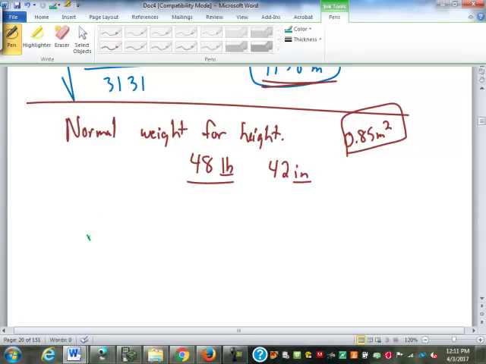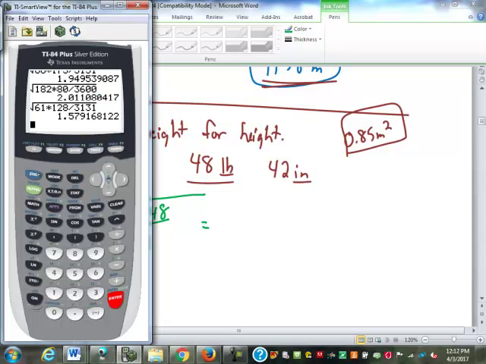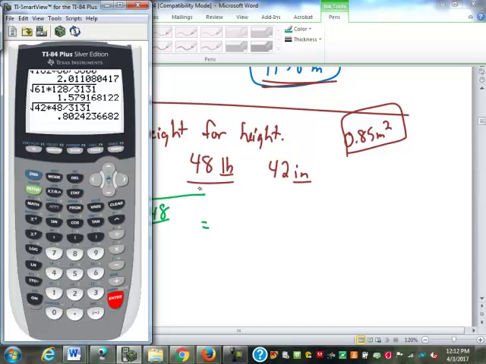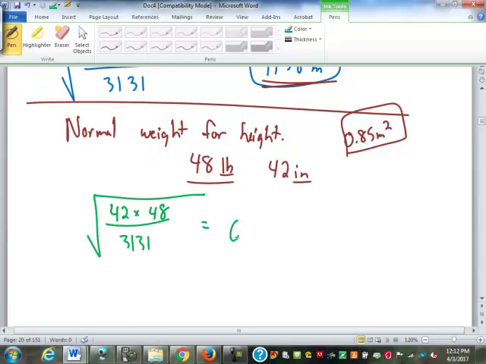So their body surface area is going to be the square root of their height, 42 inches, times their weight of 48 pounds, over, again, 3131. So second square root, 42 times 48, divided by 3,131. We get 0.802. So 0.80 square meters. So 42 inches might be a little short for this patient.